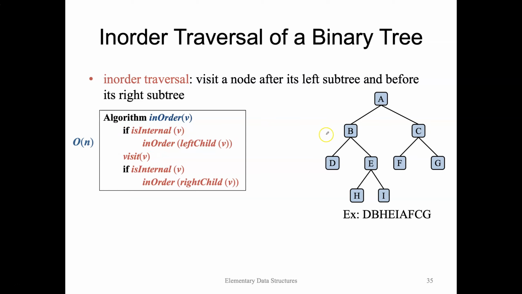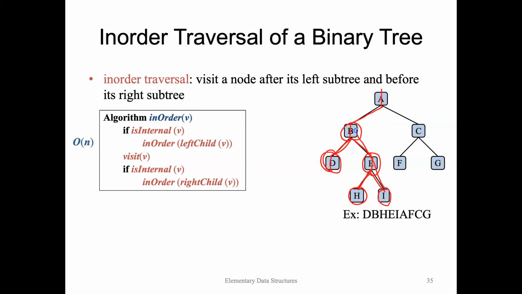So let's see how this would work for this tree. So if we start with the root A, we recur on the left side. So we get to B, we recur on the left side, we get to D. D has no left child, so now we visit D. And D has no right child, so we're finished with that call. We go back up to B, we visit it. It has a right child, so we go down to E, which has a left child, so we go to H. We visit H, come back up to E, visit E, go down to I, visit it.